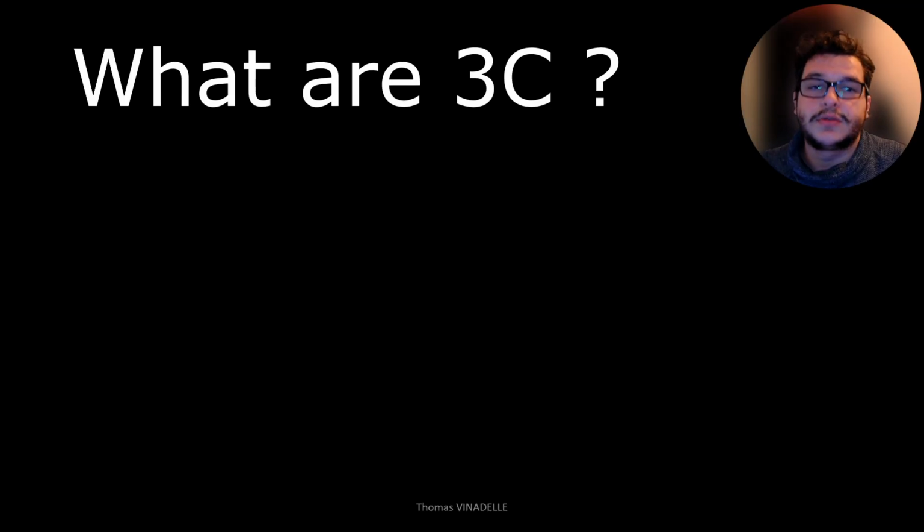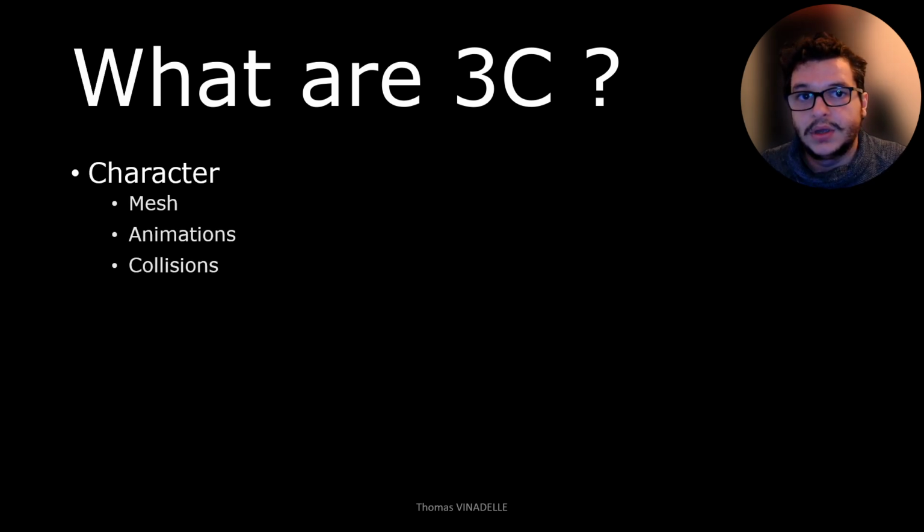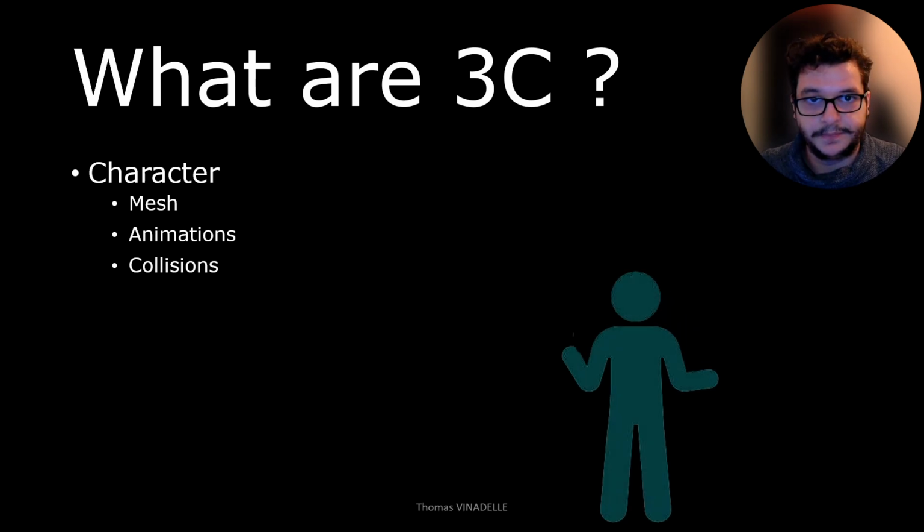First, what are 3Cs? 3Cs in the video game industry are the way you're going to represent your character to the player screen. To explain this to you, I'm going to use the puppet representation. The first C stands for character. Basically, it will be how your character will look. So it's going to be represented by its skin, its animations, and its collisions. In the puppet representation, this will be your puppet.